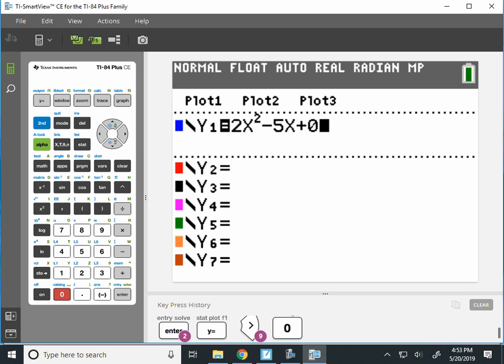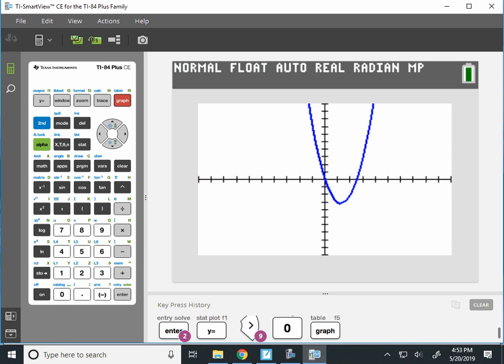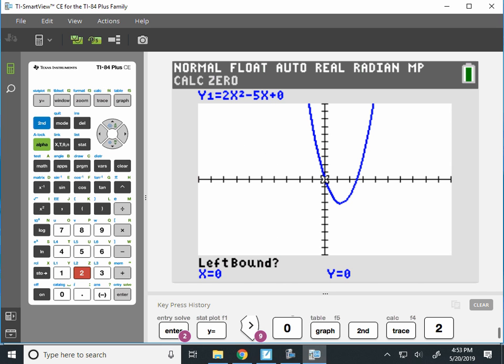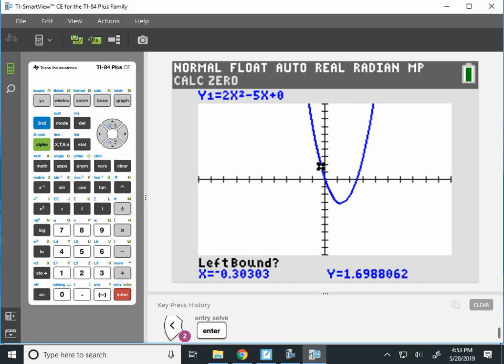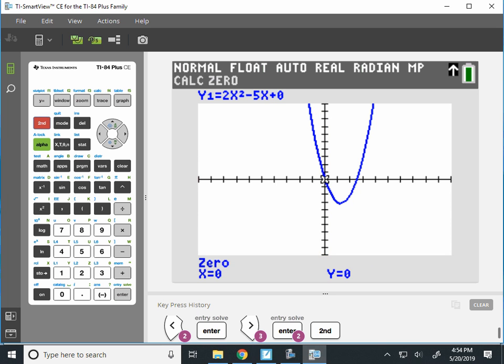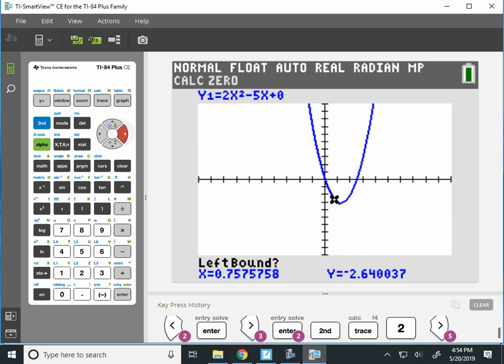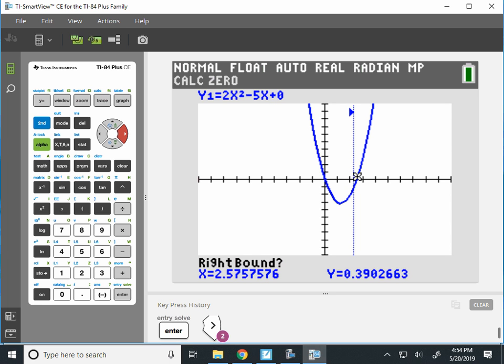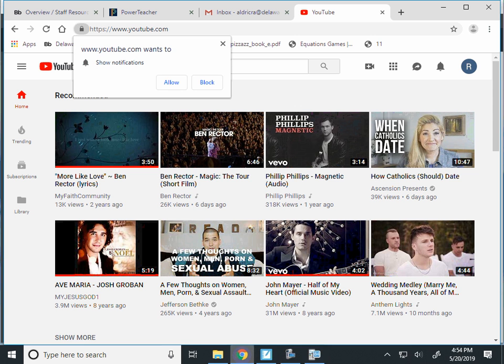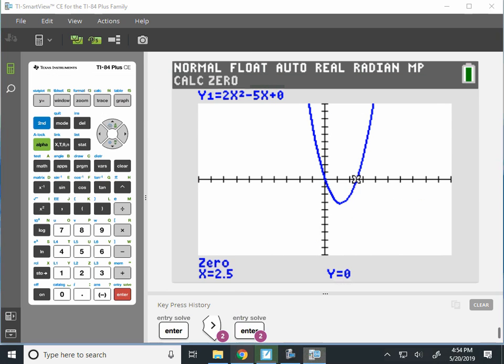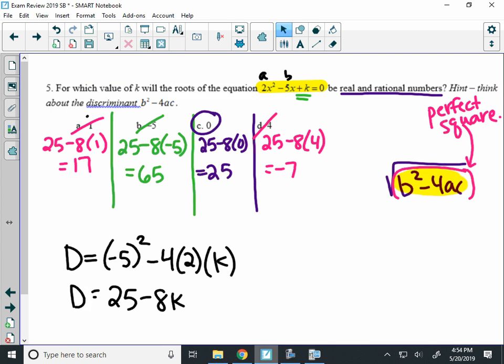So if I change that to plus 0, and I graph it, I should be able to tell here that I have one x-intercept at 0, that's rational, and the other x-intercept is 2.5, which is also rational. Remember, terminating fractions. That's why it works. So if you don't remember the trick about the discriminant, you can at least use your calculator because this is a calculator allowed problem.